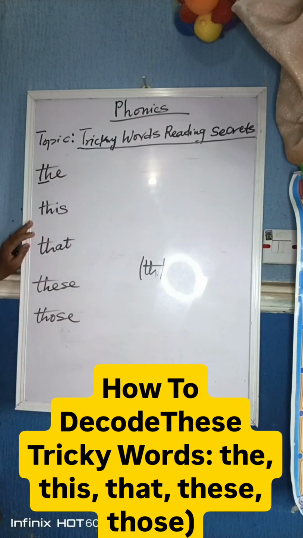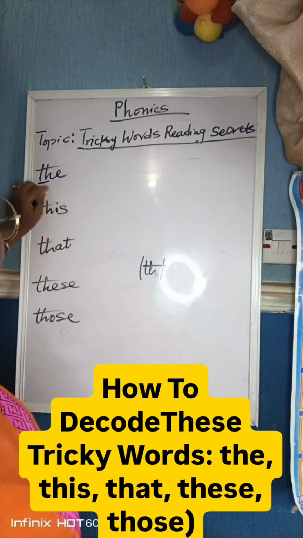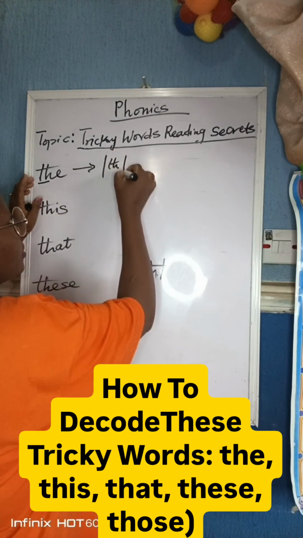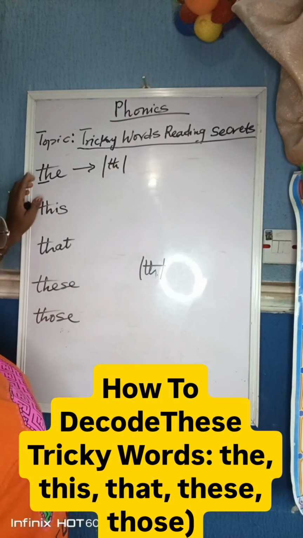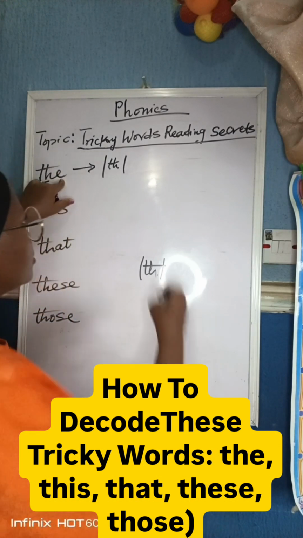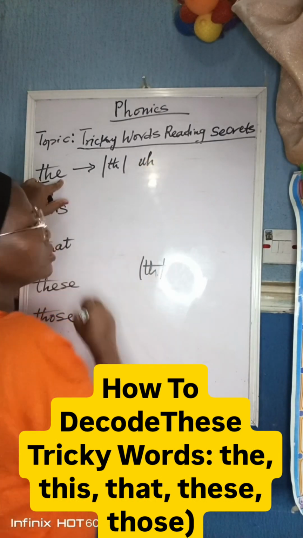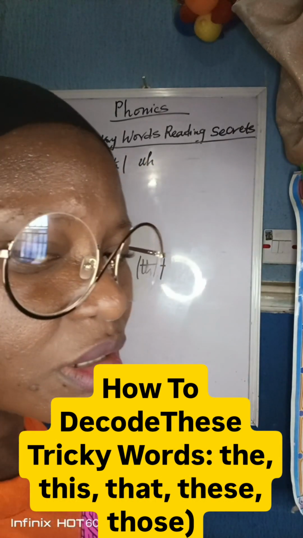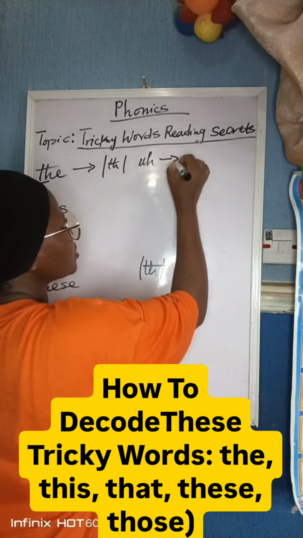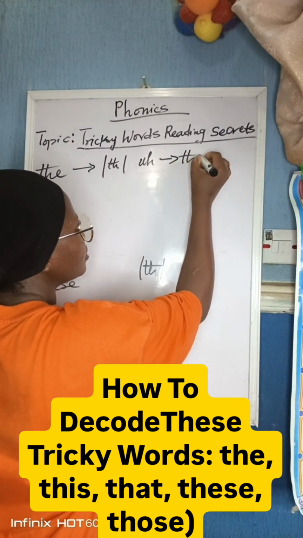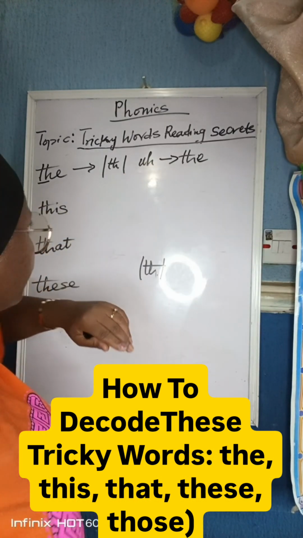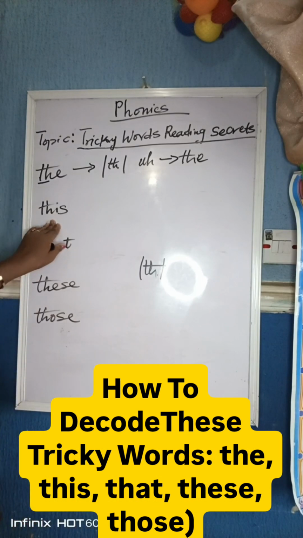The word "the". We have our familiar digraph TH. The E at the end is making a schwa sound. So when we put the two sounds together, we have "the, the, the".